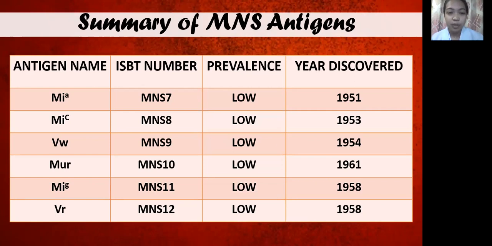Antigen Vw is MNS9. It also has low prevalence and was discovered in 1954. Antigen Mur is MNS10. It has low prevalence and was discovered in 1961. Antigen Mg is MNS11, with low prevalence, discovered in 1958. Antigen Vr is MNS12. It also has low prevalence and was also discovered in 1958.